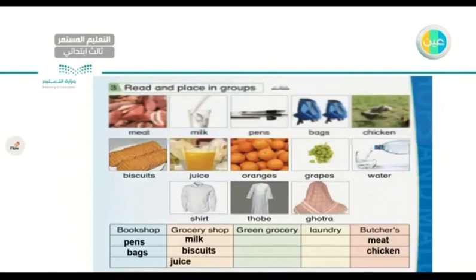Very good. How about oranges and grapes? Because they are in the same category. What do you think? Both we can get from the green grocery. Very good. How about some water, my dear student? Excellent. Again, from a grocery shop. And for the last 3 items, thobe, ghutra, and shirt, they both belong to the same category, right? If I need to wash or clean them, I will definitely go to the laundry. Very good. So I will get them clean.